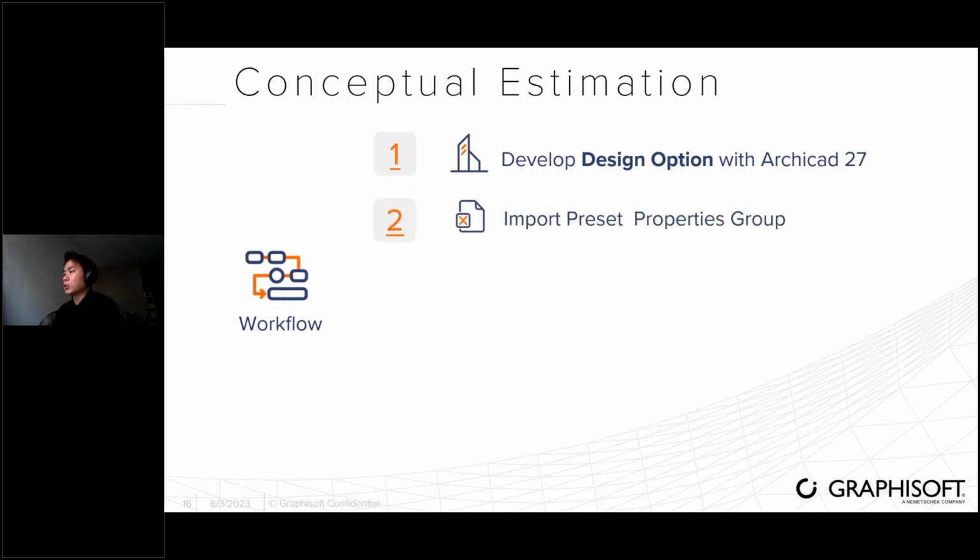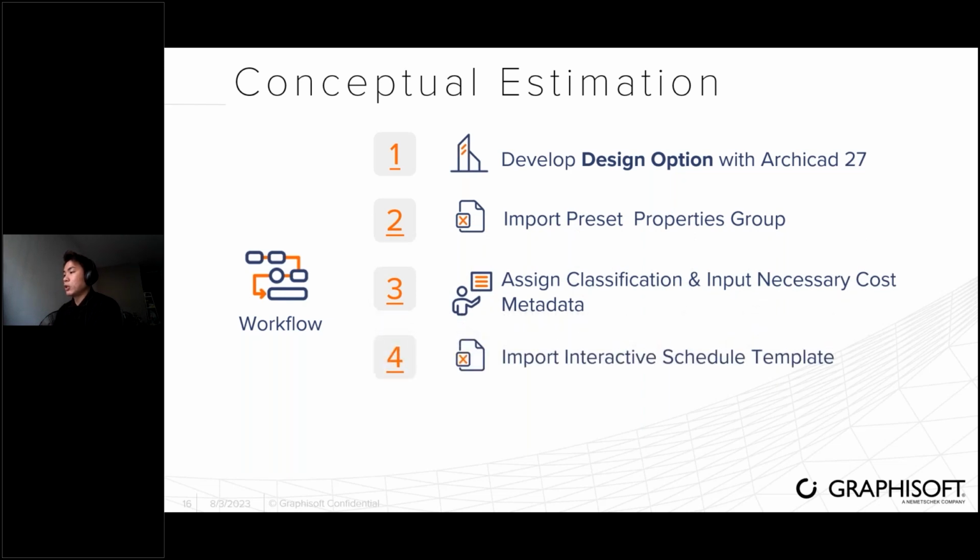Number 2 is to import preset property groups in XML files, after which you assign classification and put in the necessary cost metadata. Then you will need to import the interactive schedule template. And lastly, place these schedules and the design option onto a layout and publish, so you can discuss with your client not only the design option but also the cost related information, how much each design option will cost.